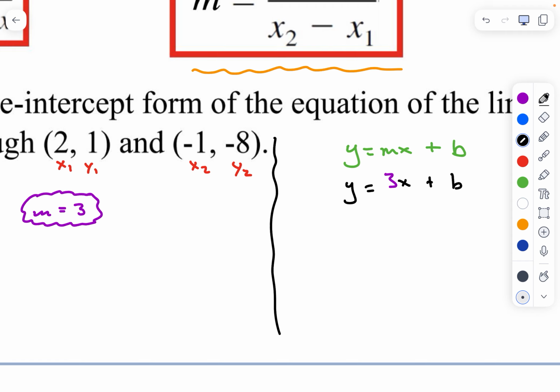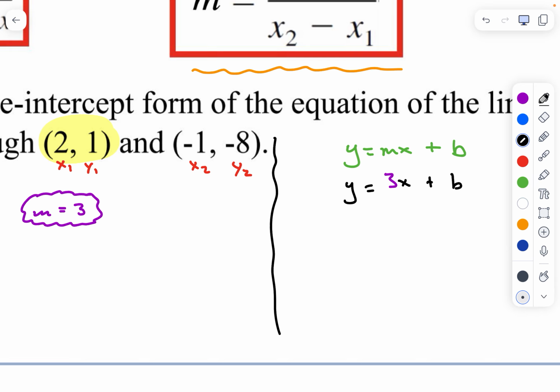y equals negative 8. Now, hopefully you just believe me when I remind you, we could use either one of these points. Either one of these points, you're going to get the exact same value for b. But do we have a preference as to which one we would use? I think that using positive 2, positive 1 is going to make our lives a little bit easier. But if you like to make things harder on yourself and you use negative 1, negative 8, I promise you, you're going to get the right answer, okay?